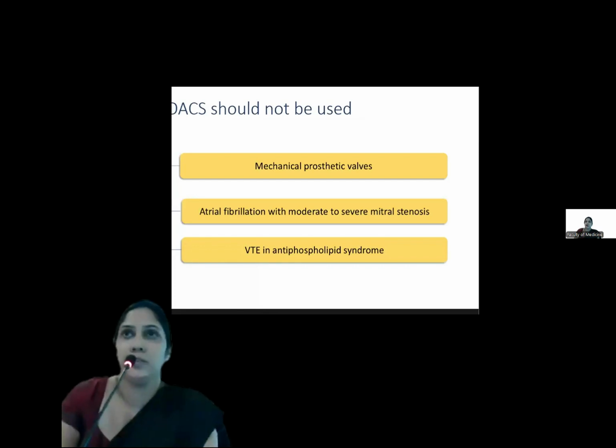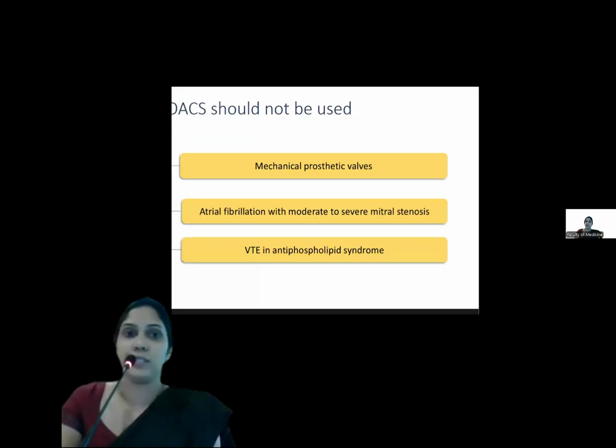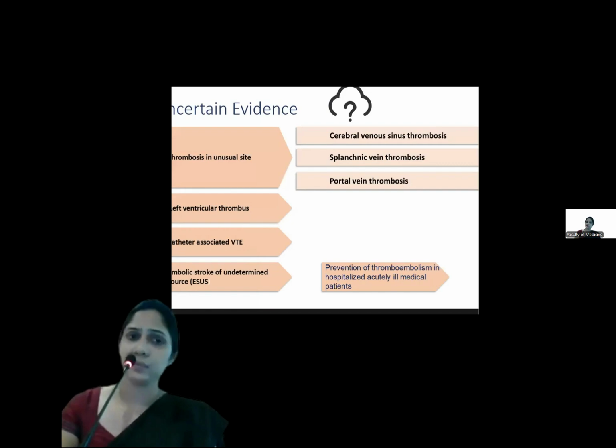Nevertheless, there are still a few scenarios where we can't use DOACs. Compared to warfarin, in these scenarios, DOACs are not efficacious or safe. In a setting where a patient has a mechanical prosthetic valve, or atrial fibrillation with moderate to severe mitral stenosis, or VTE in antiphospholipid syndrome, we have to stick to our good old warfarin. And what about thrombosis in unusual sites, like cerebral venous sinus thrombosis, Budd-Chiari syndrome, portal vein thrombosis, and catheter-associated VTE? In these clinical scenarios, the evidence and data are still lacking, so we can't recommend DOACs or warfarin. Particularly with left ventricular thrombus and embolic stroke of undetermined source, for these scenarios, we still have to stick to warfarin.